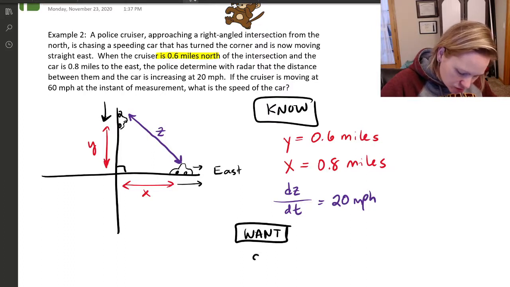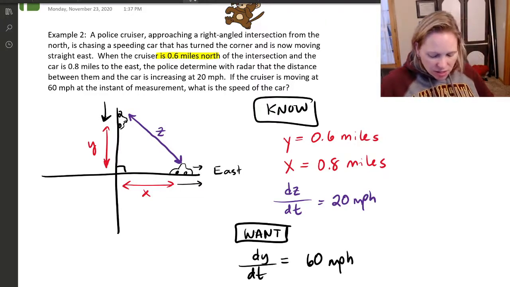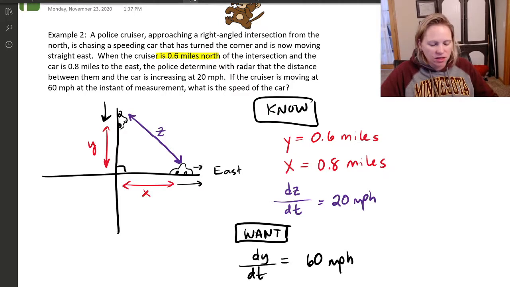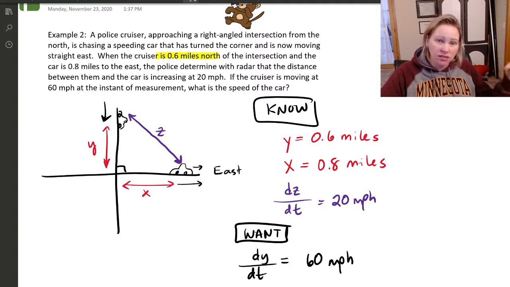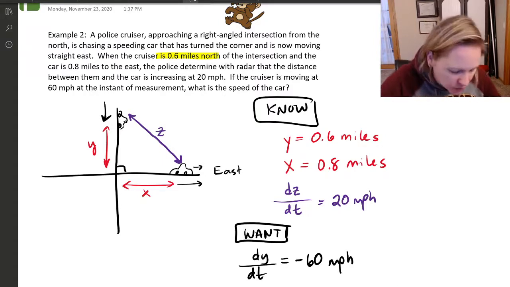If the cruiser, so dy/dt, is moving at 60 miles per hour, what is the speed of the car? Now let's think about this. 60 miles per hour is his speed, but his velocity needs to be directional. He is moving southward, he's moving downward. That distance y is decreasing. So we're going to put a negative sign because of the direction that the police cruiser is going.